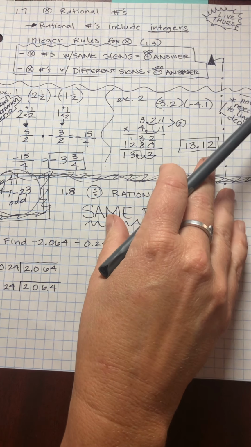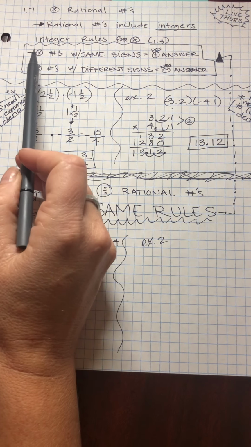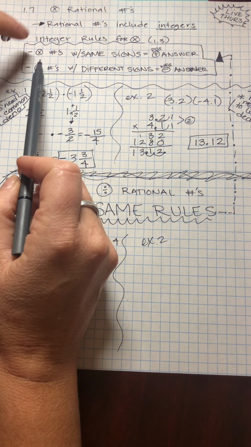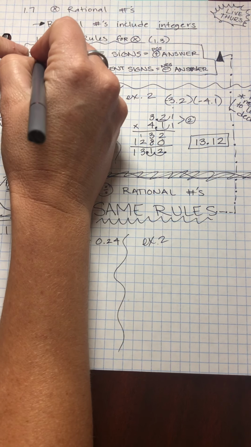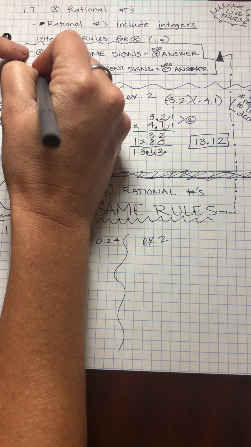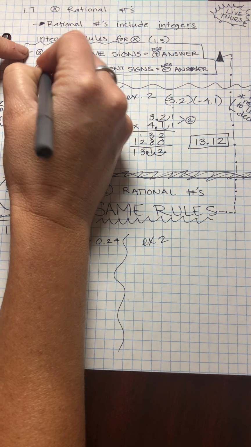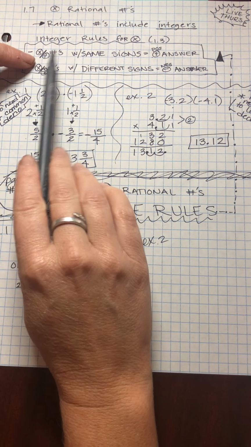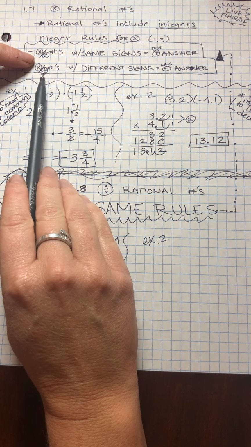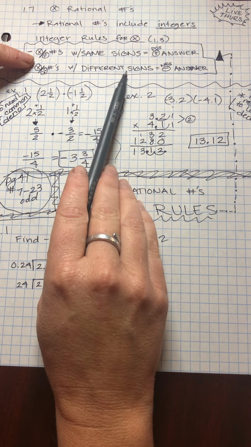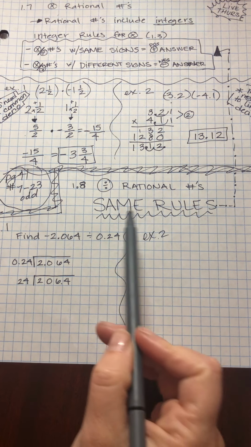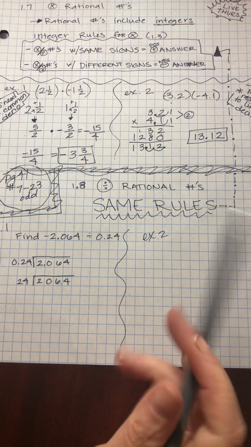You can always rewrite it. It's definitely not going to hurt you to do. But we're talking about those sign rules. So when we divide numbers that have the same sign, we'll get a positive answer. And if we divide numbers with different signs, then we'll get a negative answer. So the rules are the same.